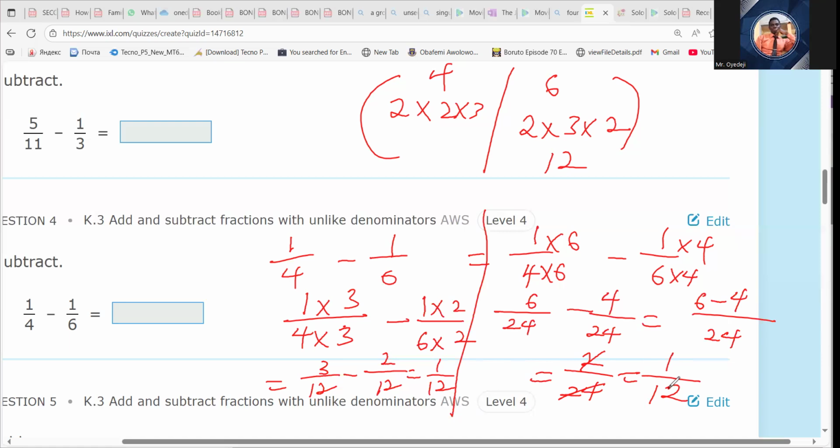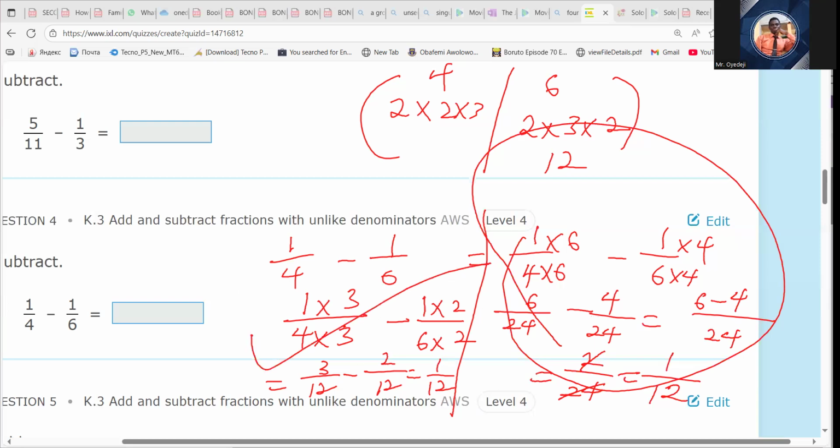But this method will give you a bigger number, which is not so good sometimes. So the other one will give you a smaller number. Maybe we'll explore that later when we have questions related to that exactly.